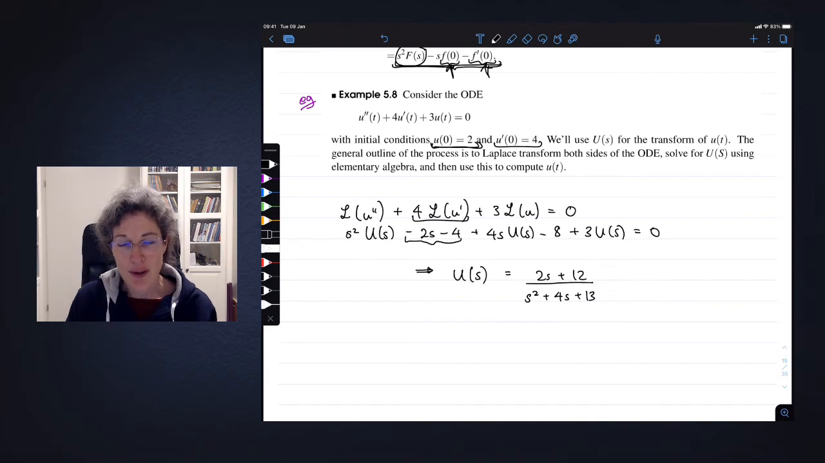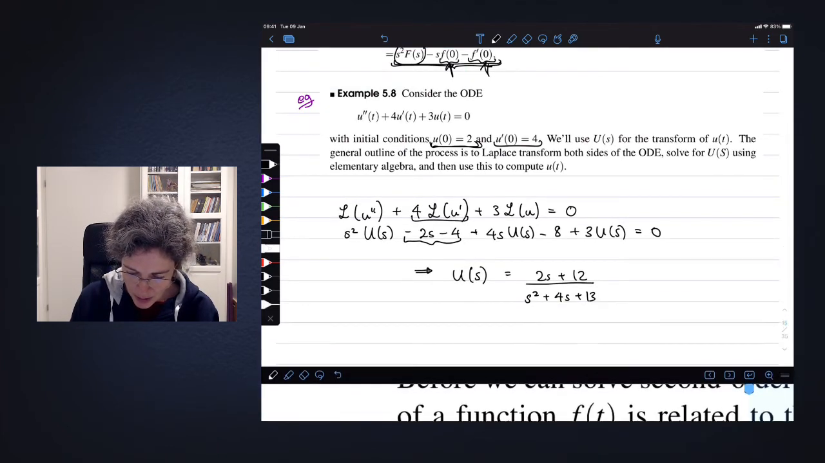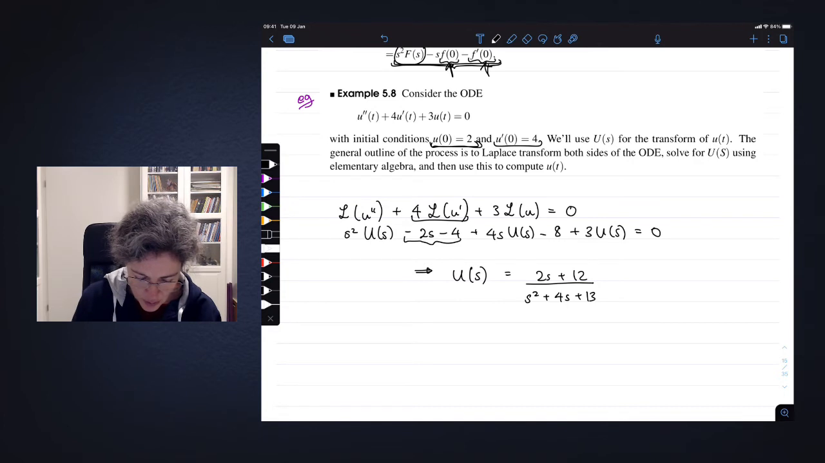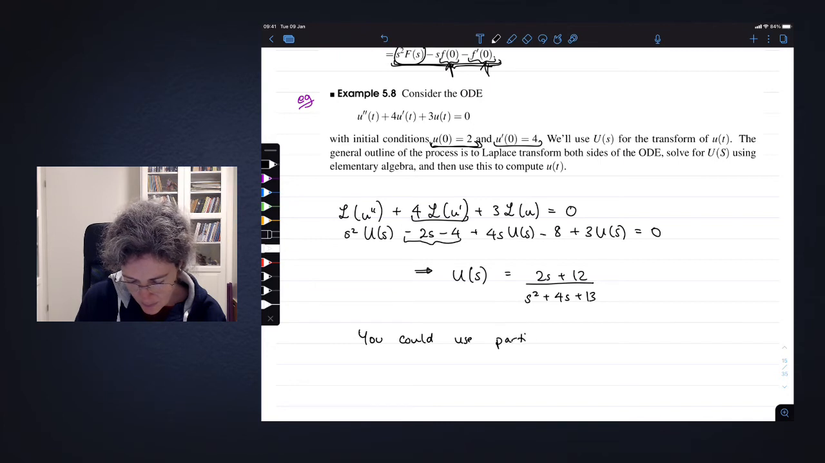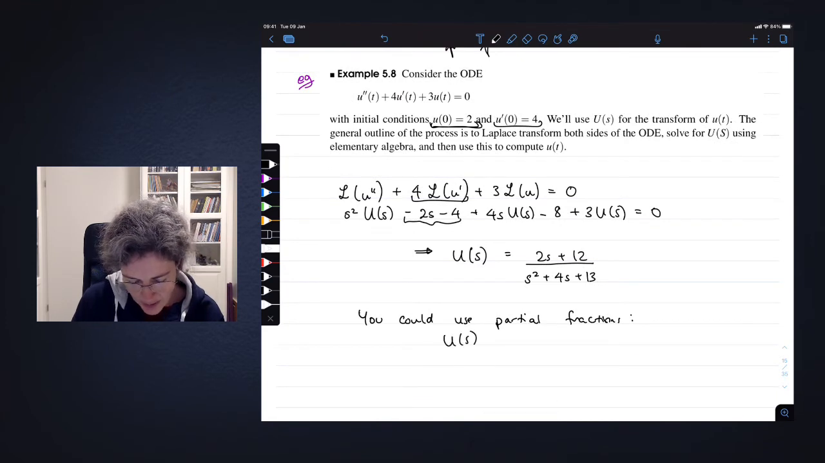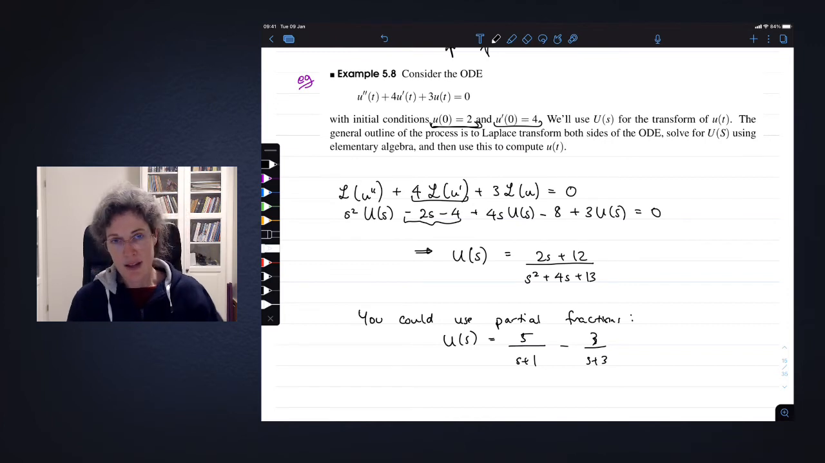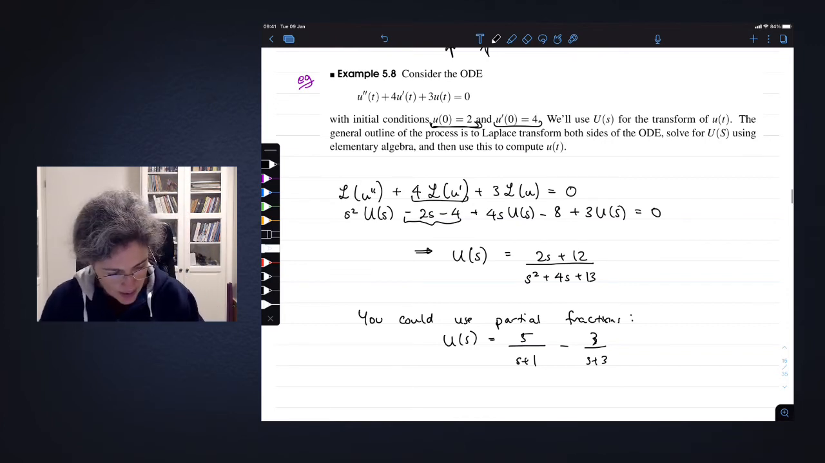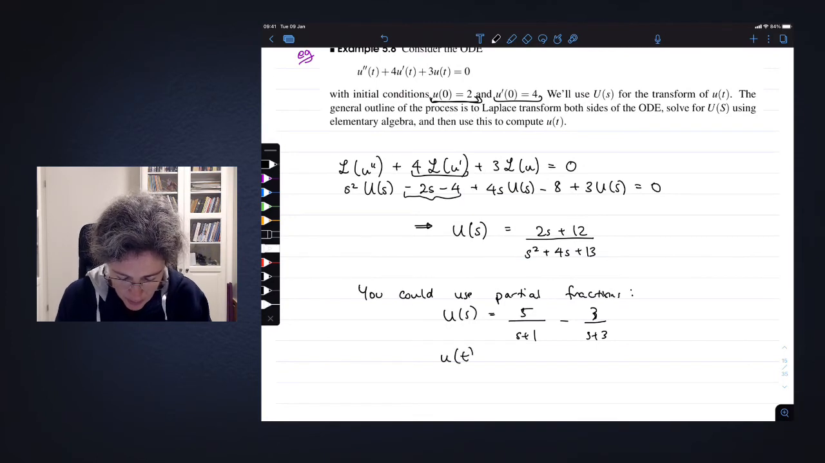So back in the old days, before we had computers that could solve this for us, what we would do would be to use partial fractions. In which case you would get U of s is equal to 5 over s plus 1 minus 3 over s plus 3. And then you could go back and look at your original table and say, well, this must be that our little u of t is 5e to the minus t minus 3e to the minus 3t.